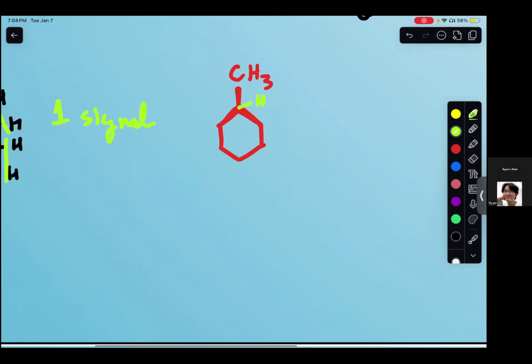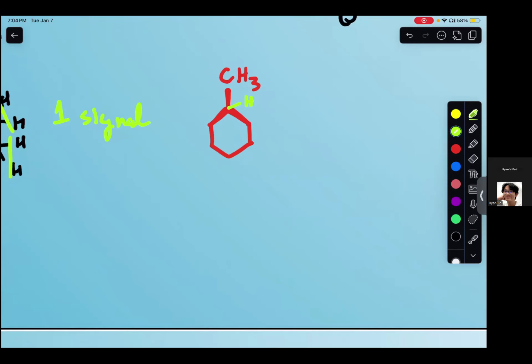And so in a case like this, where you have substituents on a ring, generally you can do the symmetry rule, and I believe you'll end up with 1, 2, 3, 4, 5 unique signals. We'll talk a little bit more about that in a second.